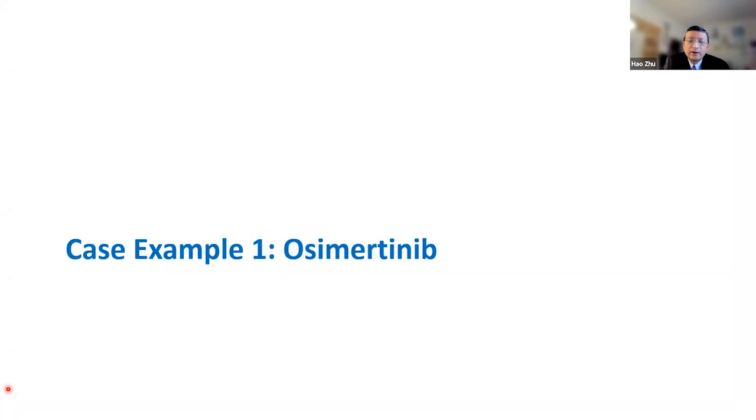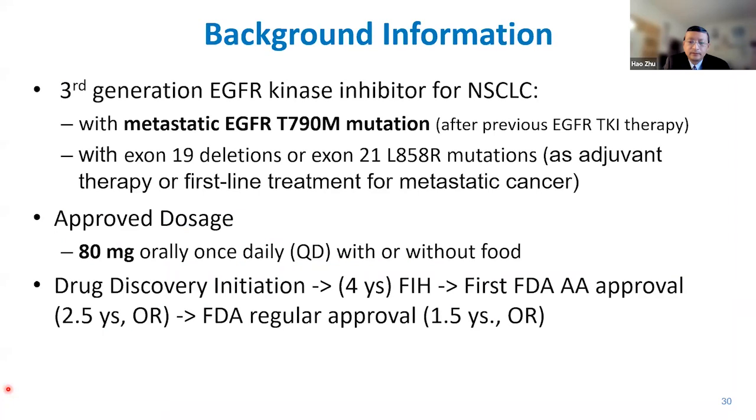So the first case is called osimertinib. Now, osimertinib is a 3rd generation of EGFR kinase inhibitor for the treatment of non-small cell lung cancer bearing certain mutations. The approved dose is 80 milligrams given orally once daily with or without food. This program has undergone extensive preclinical and clinical development. So following initial accelerated approval, the FDA granted a regular approval.